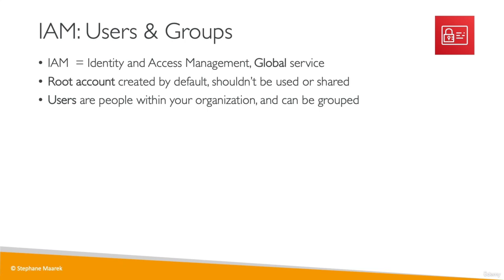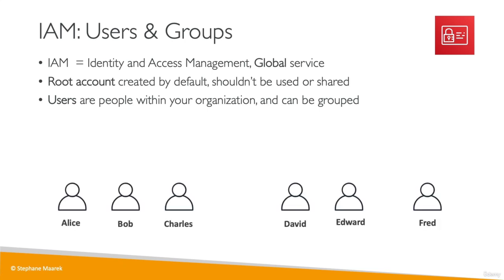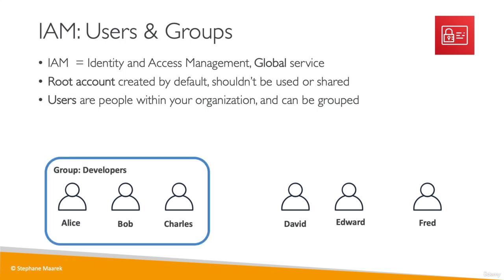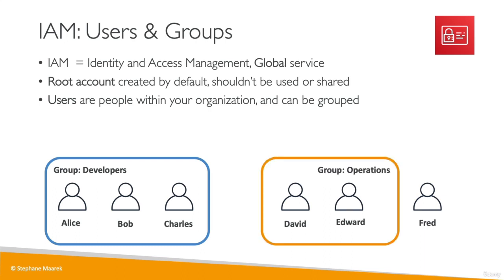So let's take an example. We have an organization with 6 people. We have Alice, Bob, Charles, David, Edward, and Fred. So all these people are in your organization. Now, Alice, Bob, and Charles, they work together. They're all developers. So we're going to create a group called developers, regrouping Alice, Bob, and Charles. And it turns out that David and Edward also work together. So we're going to create an operations group. Now we have 2 groups within IAM.